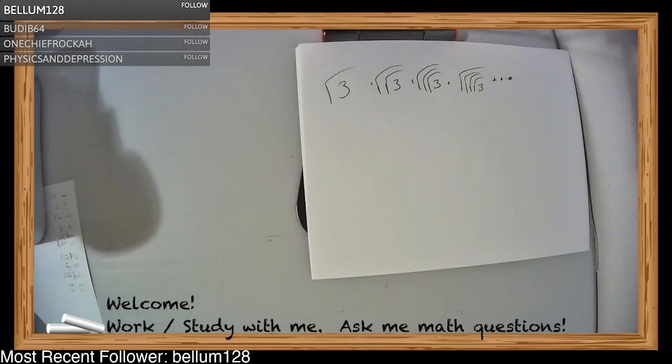X squared over 3 equals X. That might be true. Oh, I see what you're doing with this. Okay, that works. So what do you get for X? Just making sure. Yeah, X equals 3. Okay.